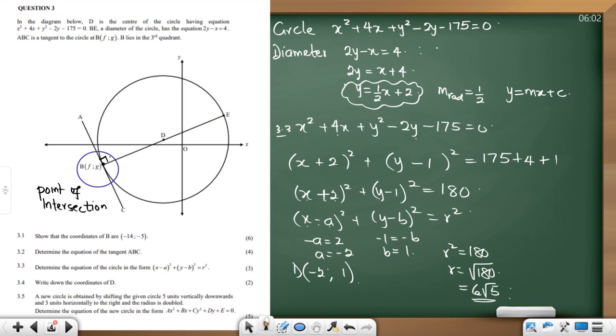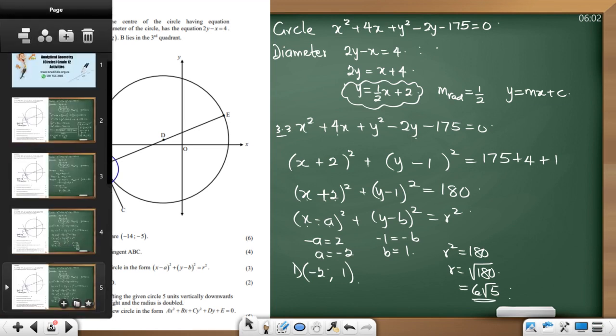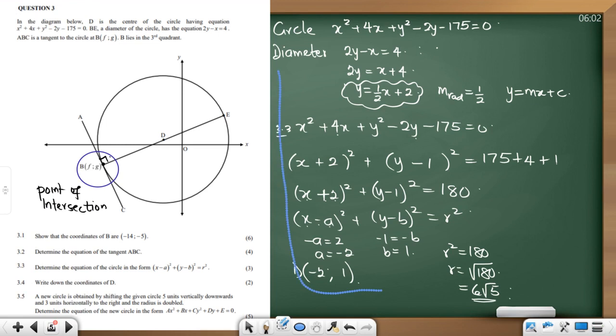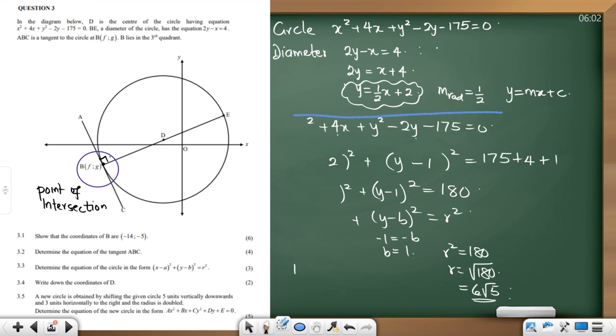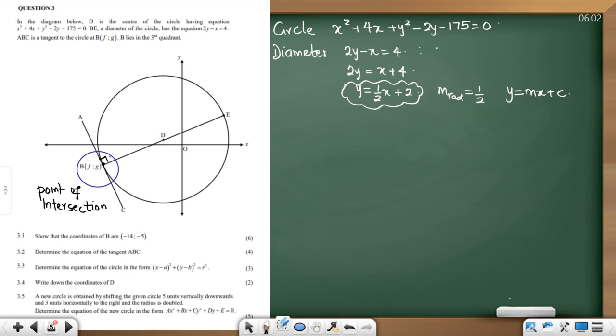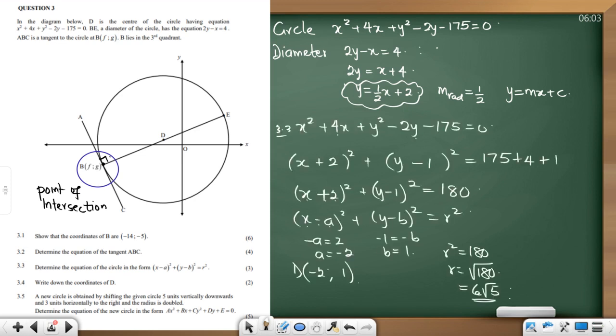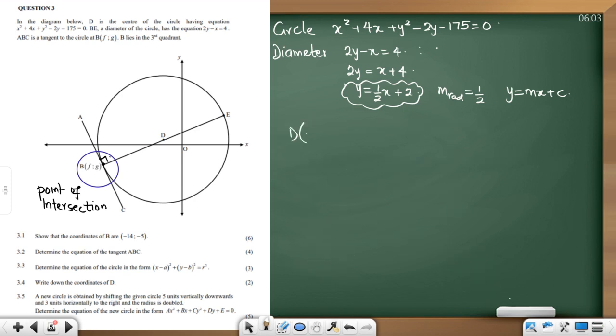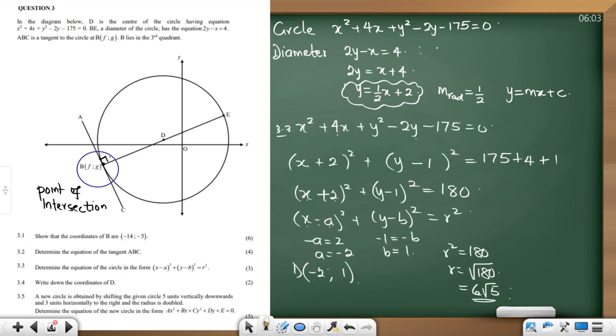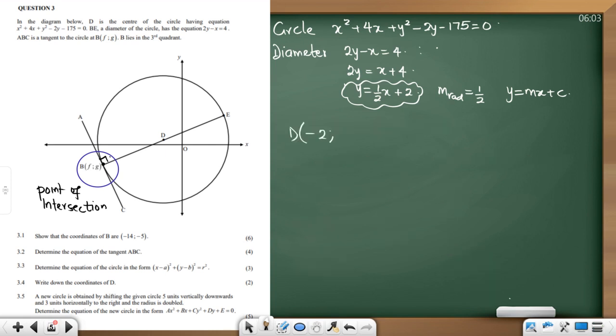Now, a new circle is obtained by shifting the circle. Let's get a new page. A new circle is obtained by shifting the circle 5 units vertically downwards and 3 units horizontally to the right, and the radius is doubled. Guys, please understand that this is not a function. Why is it not a function? A vertical line would cut the circle twice, so it's not a function. We do have the center of the circle.